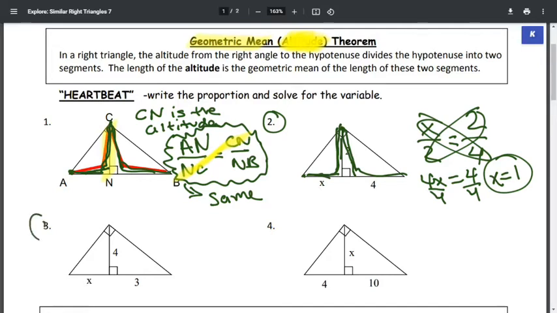So I want you to try to solve 3 and 4. Pause the video now, I'll let you work it out, and then I'll have those worked and talk about those. So go ahead and work those 2 problems now.